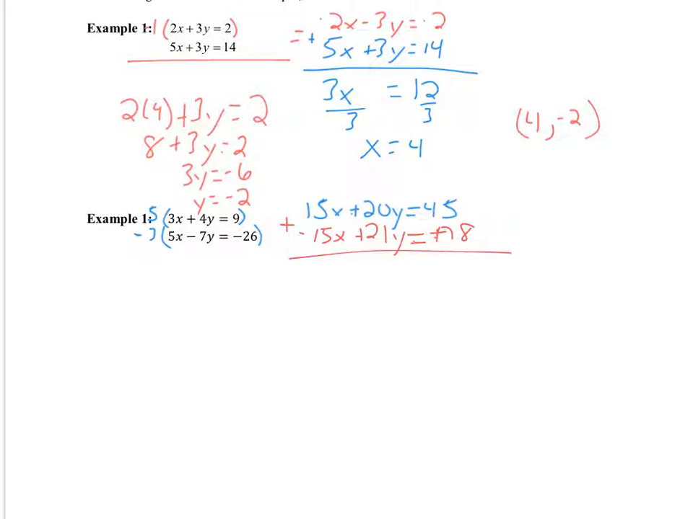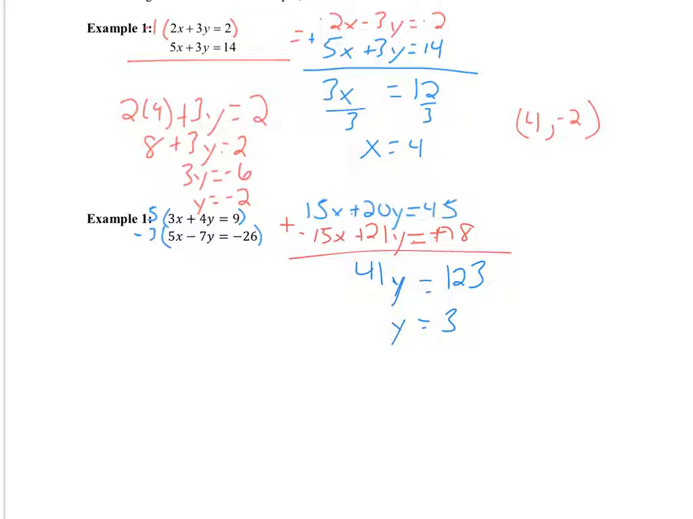So 15x and a negative 15x makes 0, and then our 21y and our 20y make a really large number, 41y. And then we have 45 and 78, which is going to be 123. Hopefully when we divide this it works out. If not, that means we made a mistake, and that happens, and we just go back through and double check. So 123 divided by 41 works out to be 3.